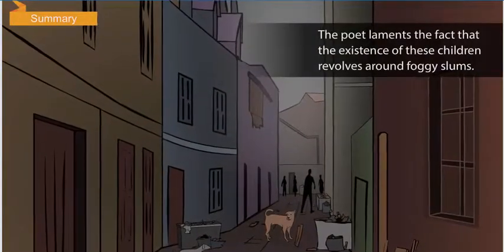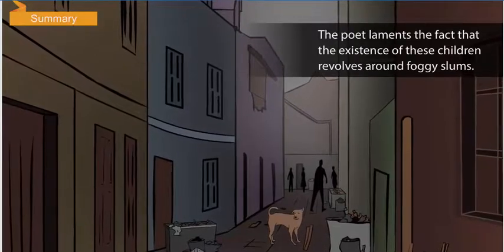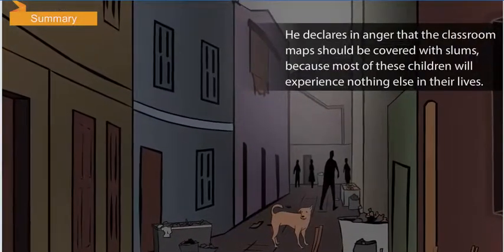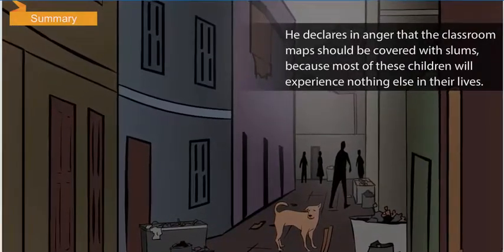The poet laments the fact that the existence of these children revolves around foggy slums. He declares in anger that the classroom maps should be covered with slums because most of these children will experience nothing else in their lives.